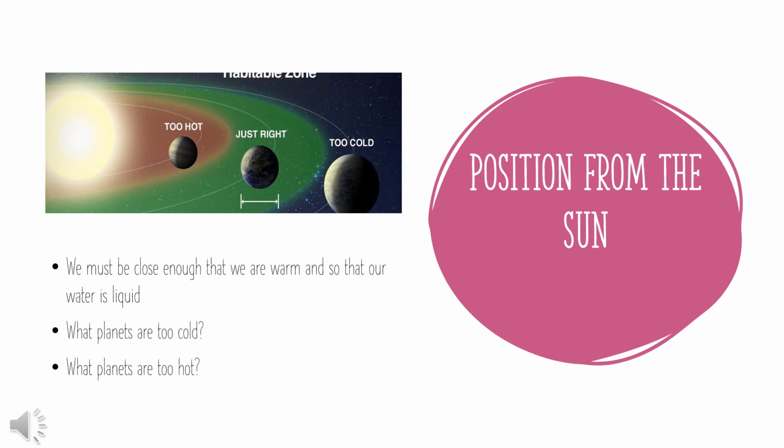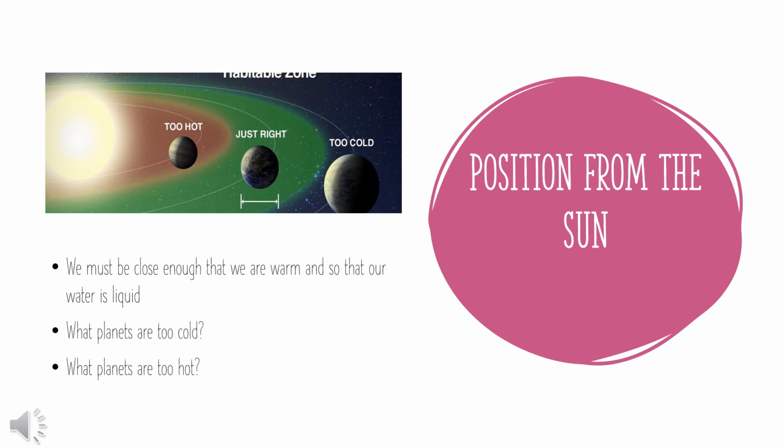Next, we're going to talk about position from the sun and how that affects us being a habitable planet. We must be close enough to the sun that we are warm and so that our water is still liquid. But we can't be too far back or else it'll be frozen. So what planets are too cold? Two cold planets would be Mars through Neptune, making Neptune one of the coldest planets because it's farther away from the sun.